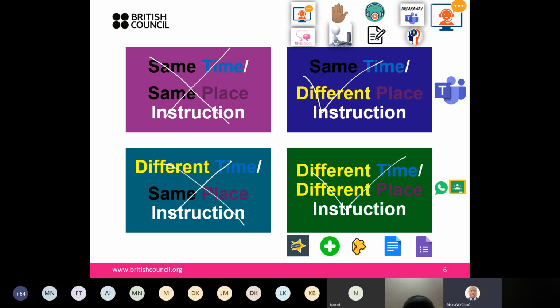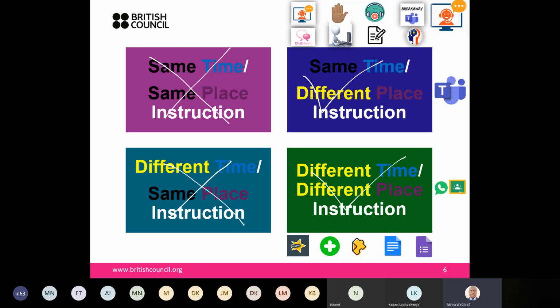So to begin with, there is what we call same time, same place. Same time, same place is when you are in class with your learners. You are there and all your learners are there. Unfortunately, that has not been able to work for us. So we have gone to same time, different place, meaning we are all together at the same time, but we are all at different places.